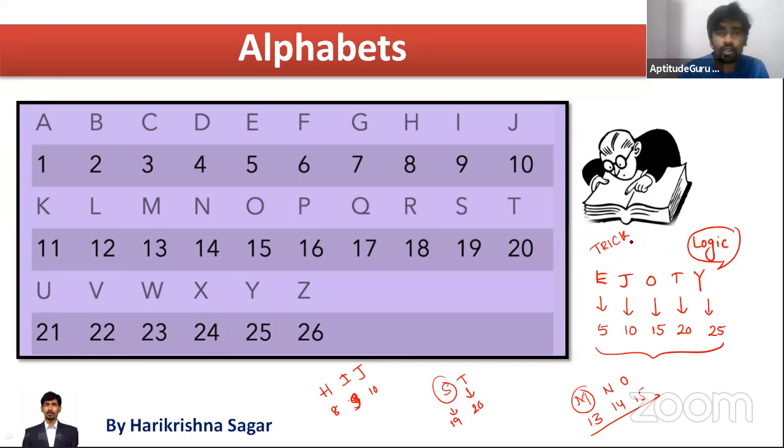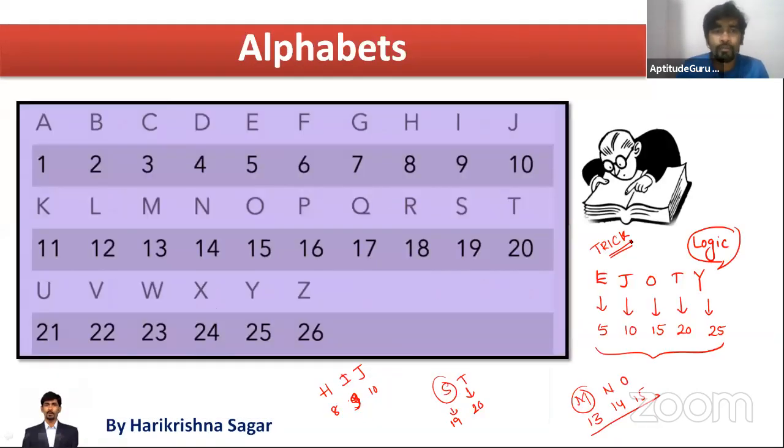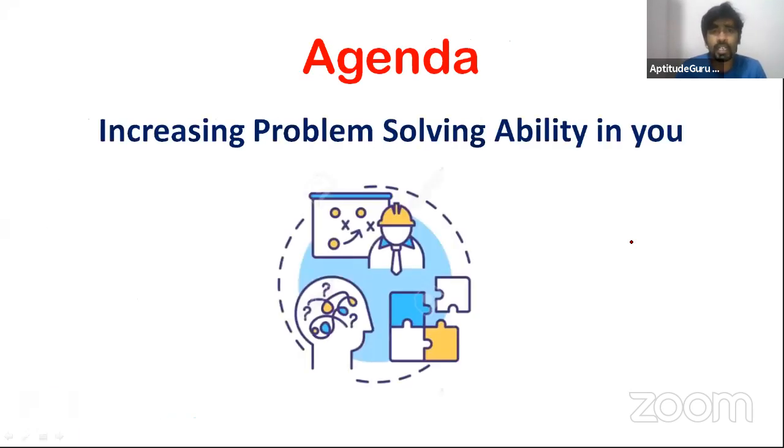All these squares, cubes and alphabets are very important when we are solving analogy and odd man out questions. So today's discussion is based on analogy and odd man out questions, which have a very good weightage in the logical reasoning module. We can also call this problem solving ability. The agenda of this session is increasing your problem solving ability.